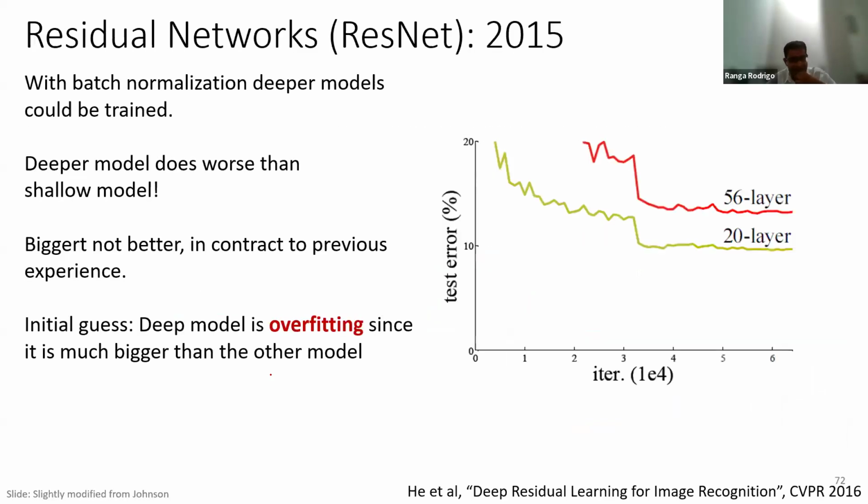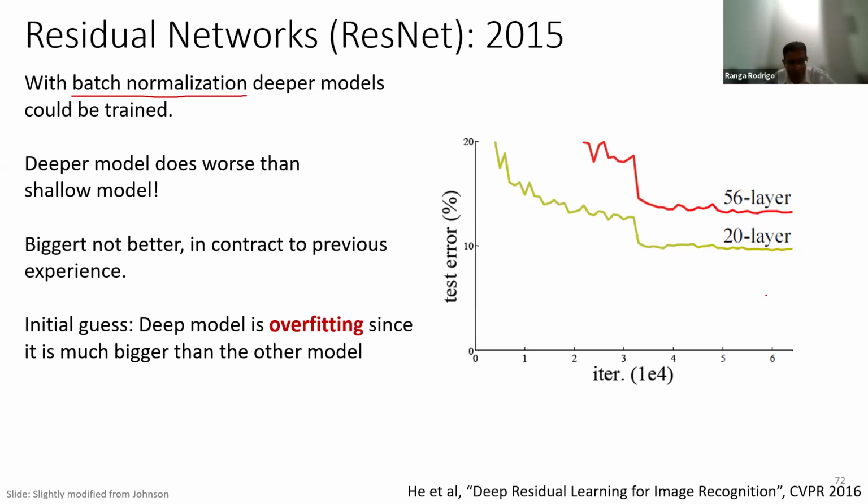Okay, then let's understand the concept of ResNet. This is one of the most important contributions. With so-called batch normalization, deeper models could be trained. Now the networks are not 8 layers like AlexNet, or 16 or 19 like VGGNet. Now the networks can be deep. But unfortunately, a deeper model does worse than the shallow model. People realized that, so they thought bigger is not better, in contrast to previous experience.